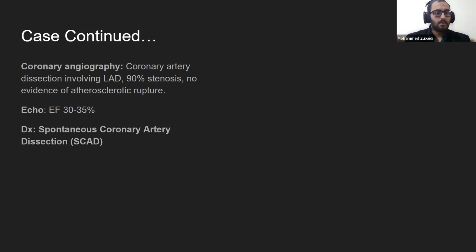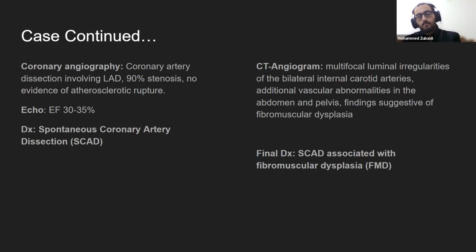Clinically, the patient's echo also showed that the ejection fraction was decreased. So based on these findings, the patient was diagnosed with spontaneous coronary artery dissection, or SCAD. The patient had further investigations, and a CT angiogram showed that not only the coronaries were involved, but the carotids and the renal vessels were also involved.